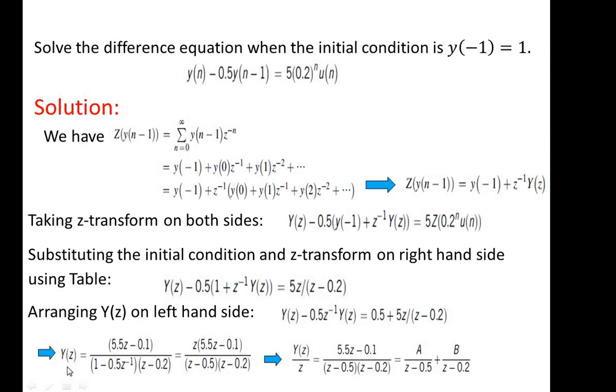Now for obtaining y of n by inverse z transform, we cannot call this an impulse response, because h of n alone is called the impulse response. It is in the form of y, so it is the output response, so we cannot call that an impulse response. Okay, so now we have to get y of n from y of z. It's obvious that we can go with partial fraction. So for obtaining y of n, we are using the partial fraction method.